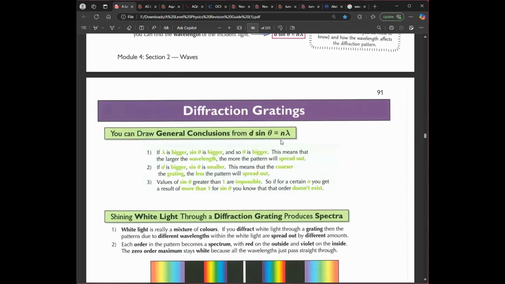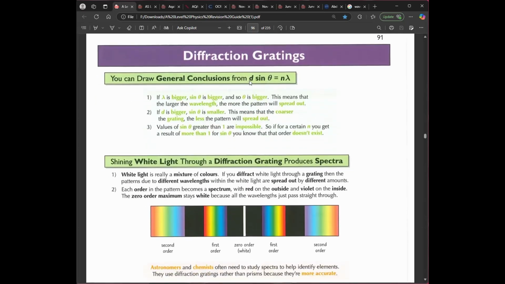All right. So you can draw a general conclusion from this. I will just go through that so we know that you guys understand it. So d sine theta equals n lambda. If lambda is bigger, if you have a bigger wavelength of light, sine theta is going to be big because you can see a direct relation between them. This means that the larger the wavelength, the more the pattern will spread out. You will see on the screen that the first order, second order are further apart from the zeroth order. So it depends on the wavelength. If d is bigger, which is the spacing between the slits, sine theta is smaller because they have an inverse relation. This means that the coarser the grating, the less the pattern will spread out.